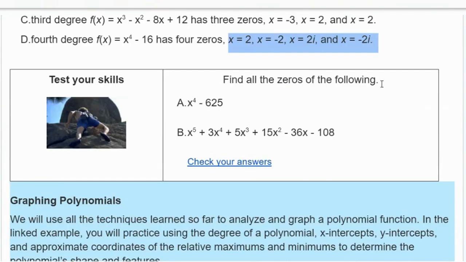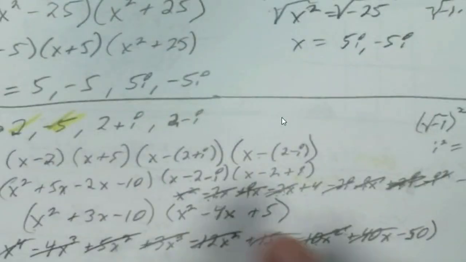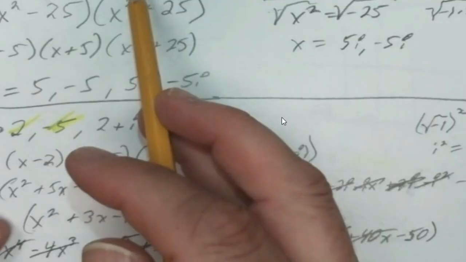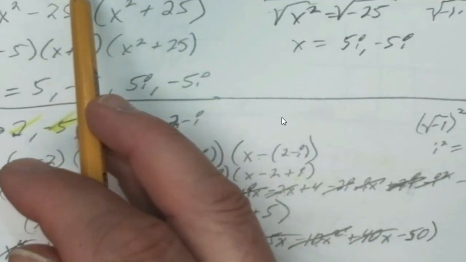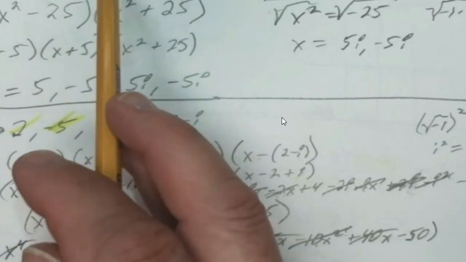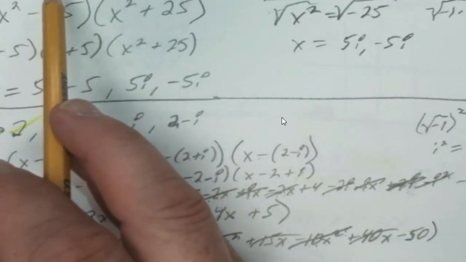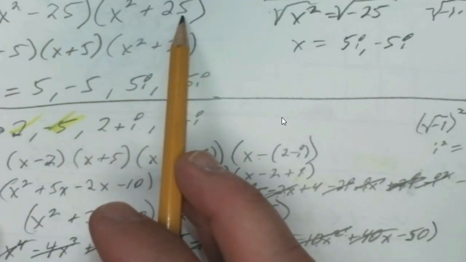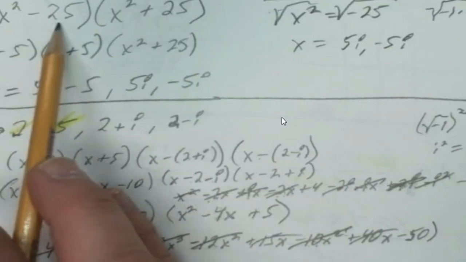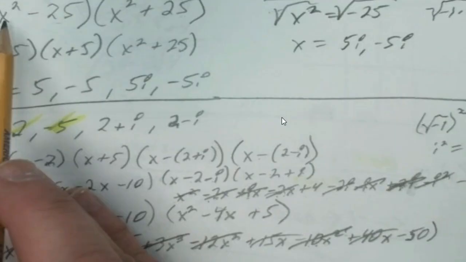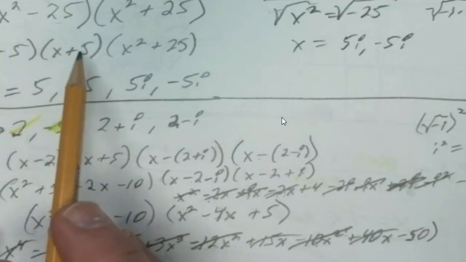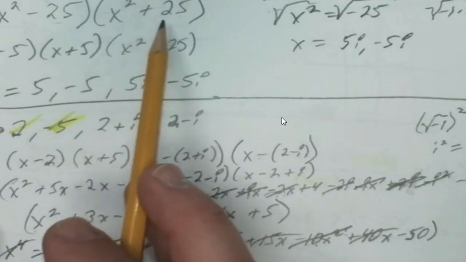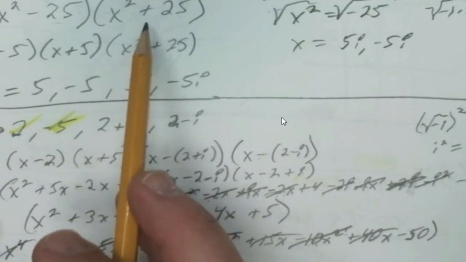And then there was a little exercise, find all the zeros. This one I actually did the first one in class. We took x to the fourth minus 625. That is a difference of squares. These are both squares. This is 25 squared. This is x squared squared. So this factors to x squared minus 25 and x squared plus 25. And then we saw this is a difference of squares. This is 5 squared and x squared. So it factors to x minus 5 and x plus 5. This does not factor any further. It's just x squared plus 25.